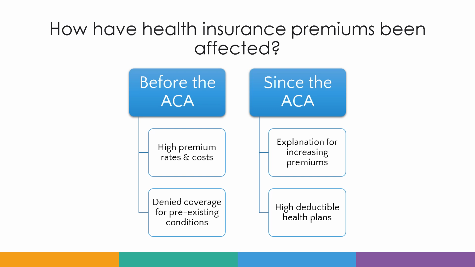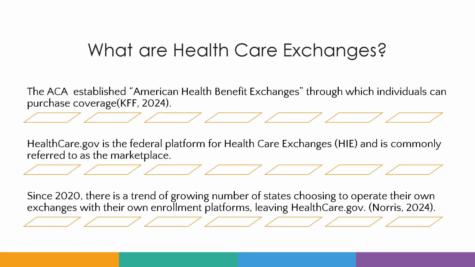premium increases, many employers and individuals have shifted towards high deductible health plans, or HDHPs. These plans typically have lower premiums but higher out-of-pocket costs for consumers. The ACA established American health benefit exchanges through which individuals can purchase coverage with premium and cost-sharing credits available to individuals and families with income between 133 to 400% of the federal poverty level. The poverty level is $19,530 for a family of 3 in 2013.